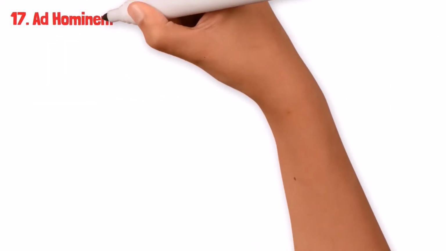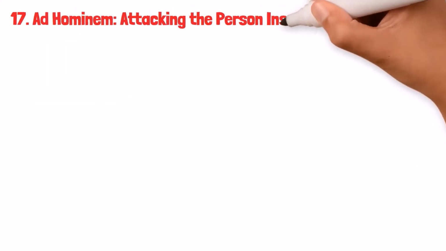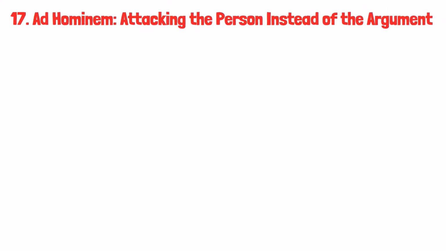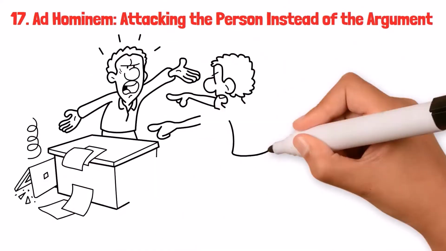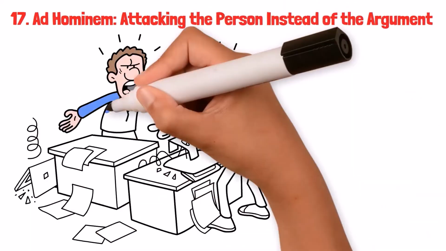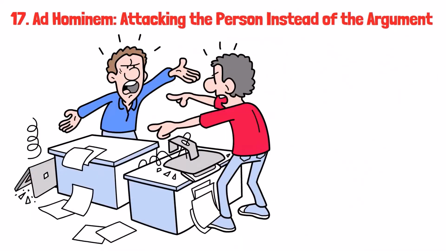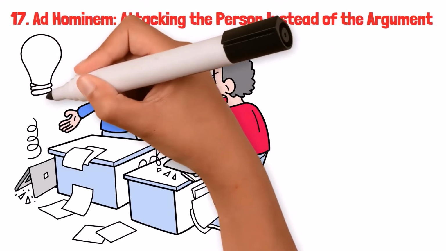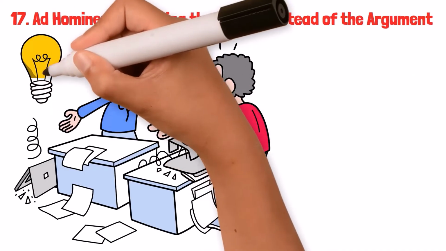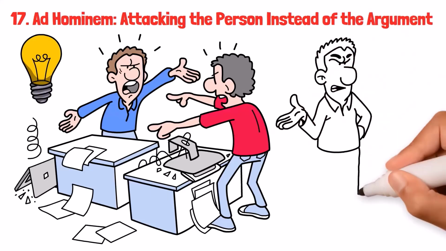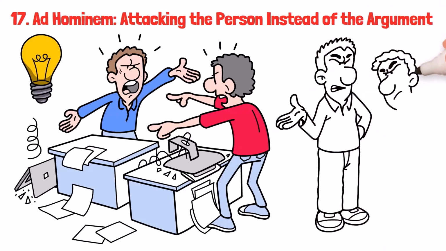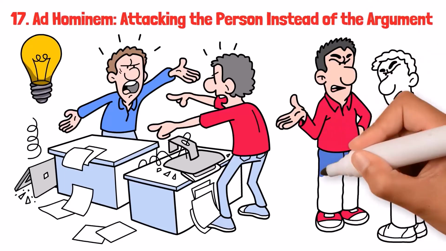17. Ad hominem, attacking the person instead of the argument. Ad hominem is a technique where the propagandist attacks the character or motive of the person making an argument rather than addressing the argument itself. This technique seeks to discredit the person rather than engaging with their ideas. For instance, in a political debate, a candidate might attack their opponent's personal life or character rather than addressing their policy proposals.